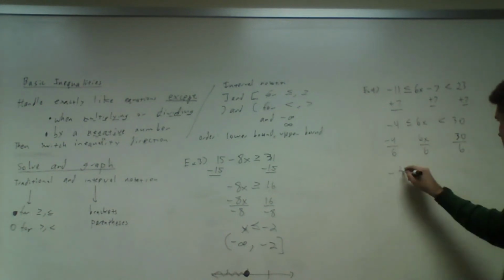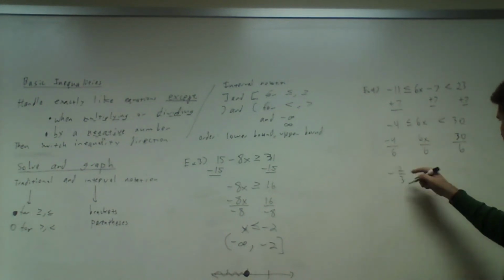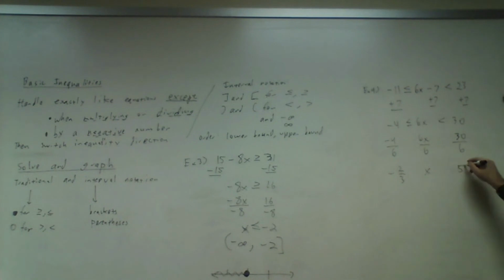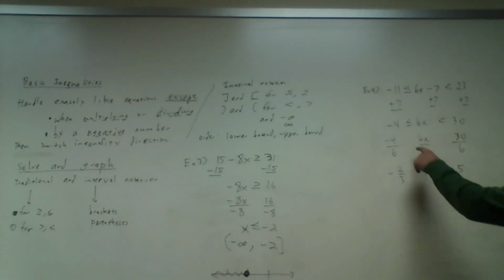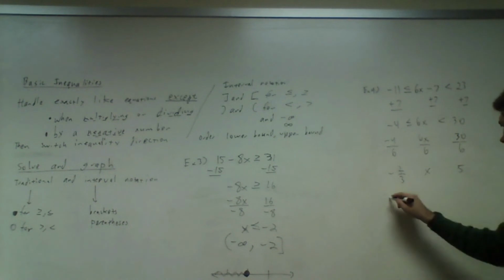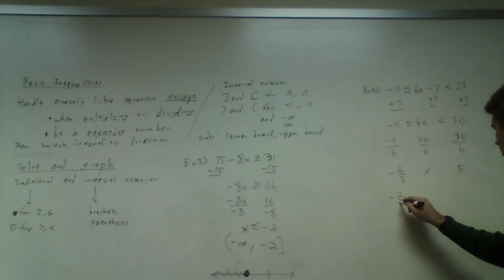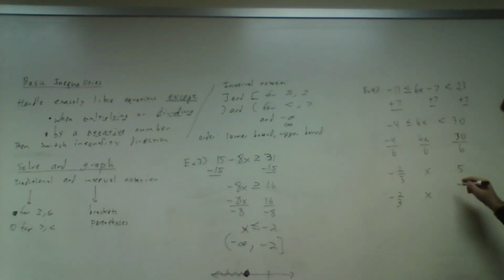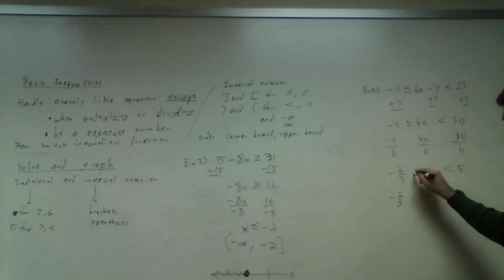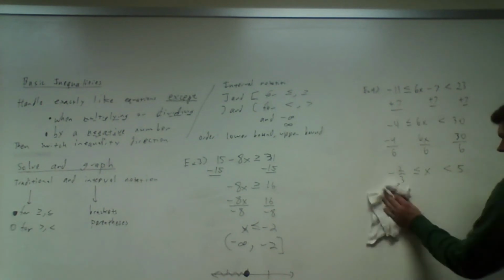And we end up with negative 2/3 is less than or equal to x, which is less than 5. Now, we divided by a positive number, so the inequality direction doesn't change. So everything stays the same.